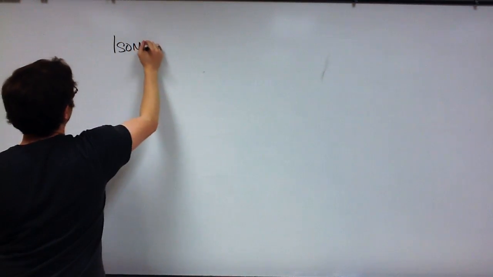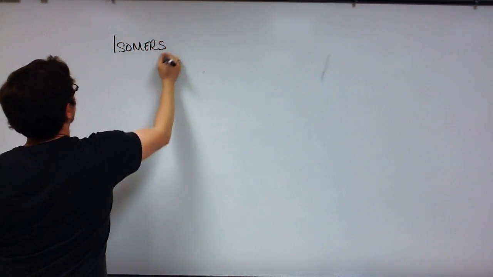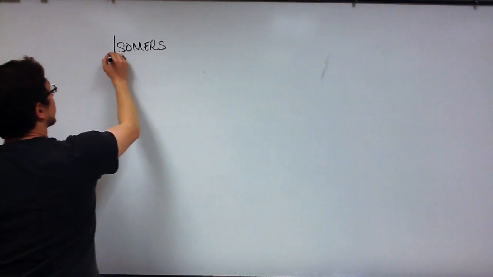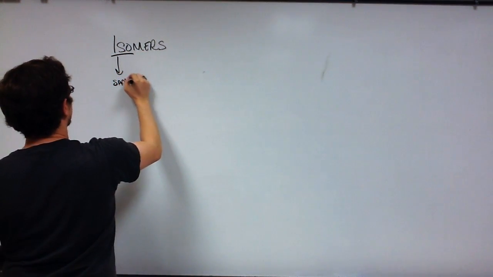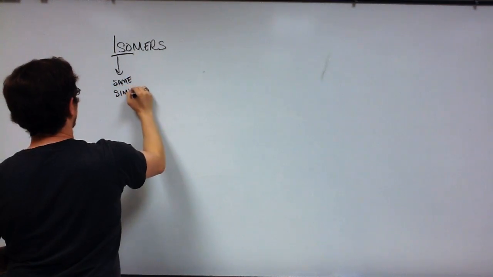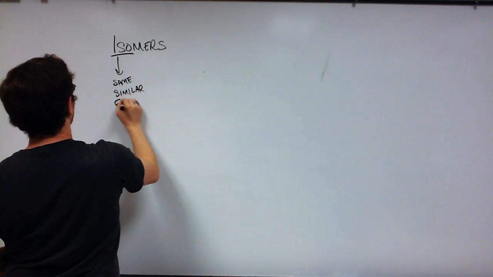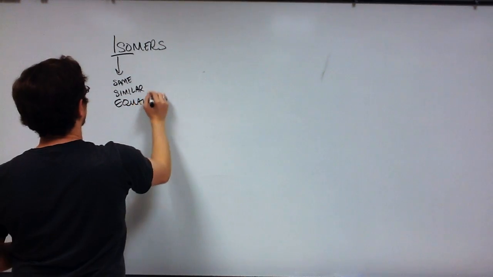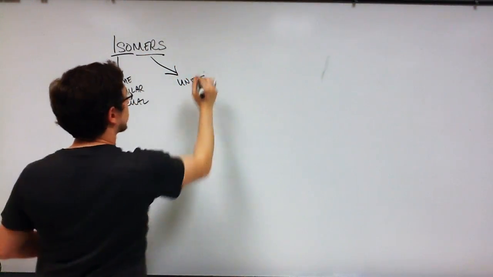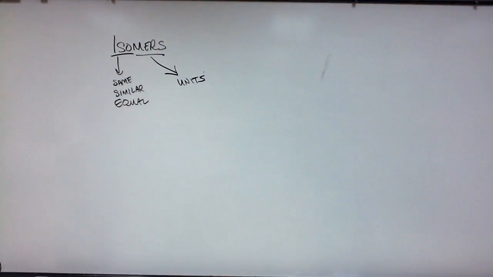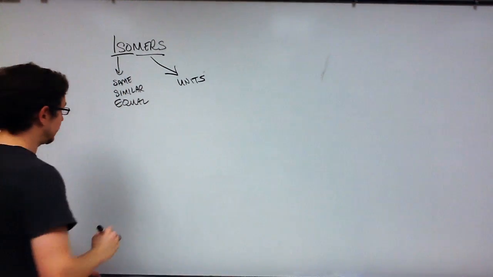So in this review video, I'd like to talk to you about the concept of isomers. Remember that iso means the same, similar, or equal, and mers means units. And there are three classifications of isomers.